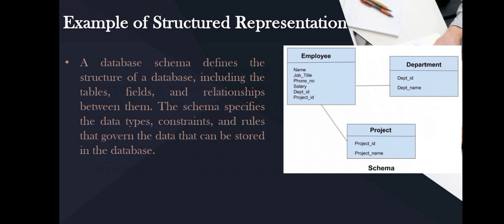project ID, and the schema will specify the data types for each field such as department, project, and constraints on the data. By structuring the data in this way, the database can efficiently store and retrieve employee information and ensure the integrity and consistency of the data.